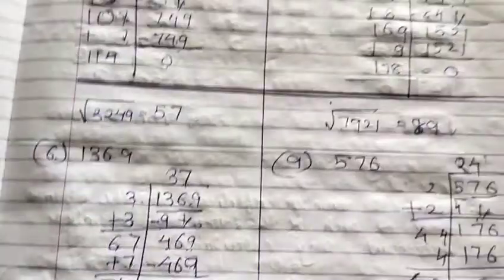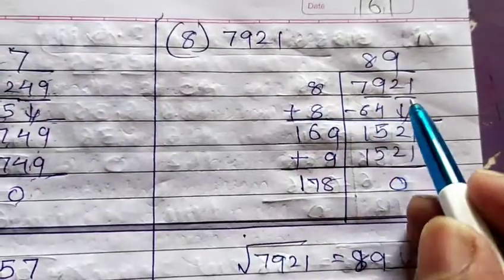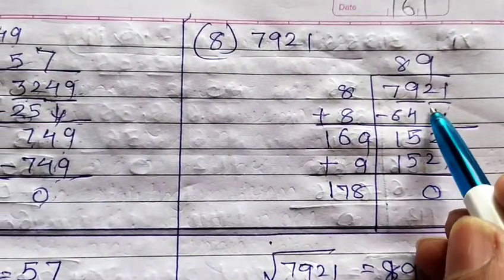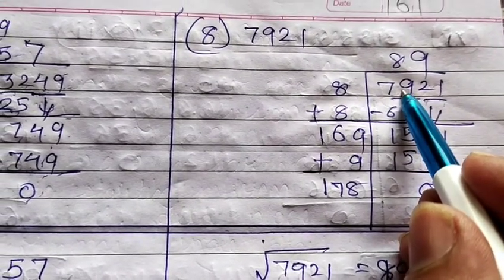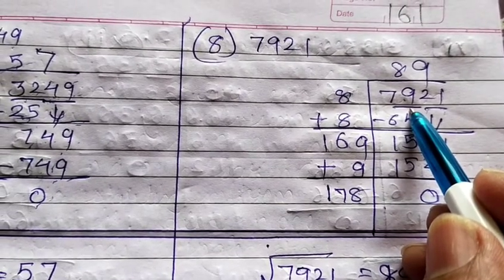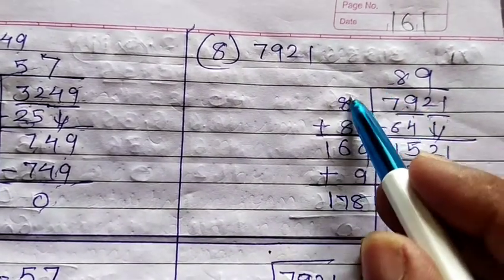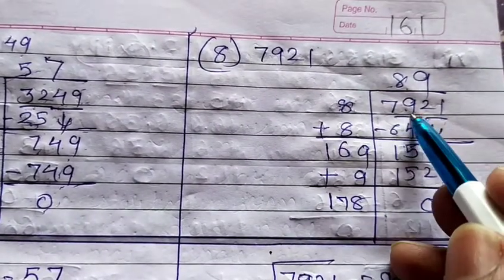Now let us see the next one, sum number 8. Here 7921. Now dear student, again put a bar below the pair. 79 is the number in the extreme bar. So 9 nines are 81, which is more than 79, so you have to take 8. 8 eights are 64. Put 8 over here and 8 over here first. Then 8 eights are 64. Subtract, you will get 15.